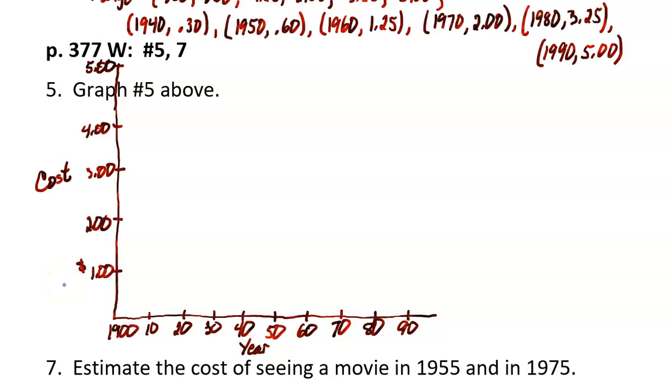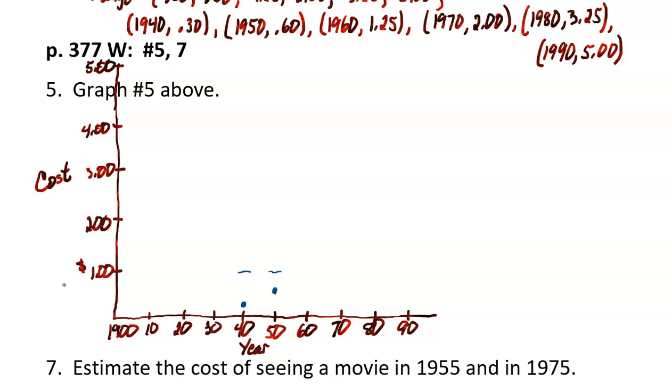Now the graphing. In the year 1940, it's 30 cents. So 30 cents is approximately right here. Remember that this height is for $1. Now in 1950, it's 60 cents. So twice as high as what I did for the 30 cents. I think that's about 60 cents. Remember that this level on the grid is $1.